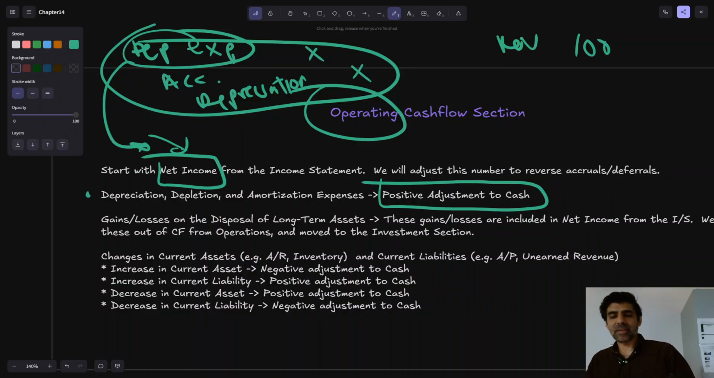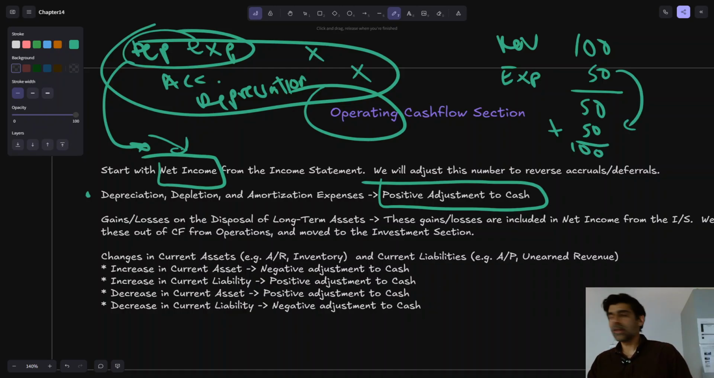We only had one expense, and assume this revenue is all cash. We're like Costco, okay? We got $100 of cash. We had one expense, which is depreciation for $50. Our net income is $50, but we want to get back to how much cash flow we brought in. What we're going to do is add this 50 back, okay? And again, assuming this is all cash, we now have how much cash came in the door.